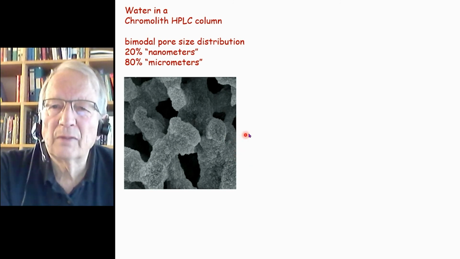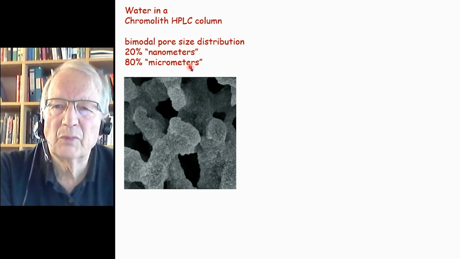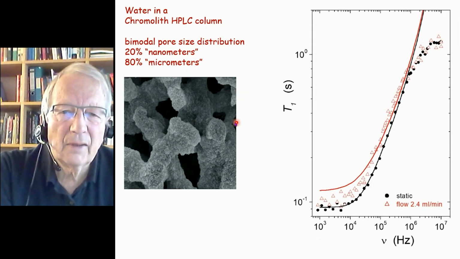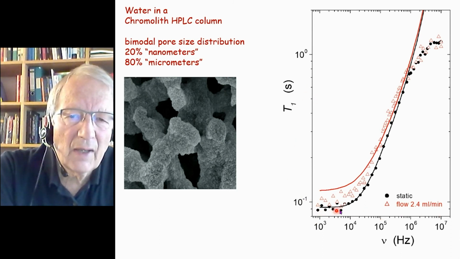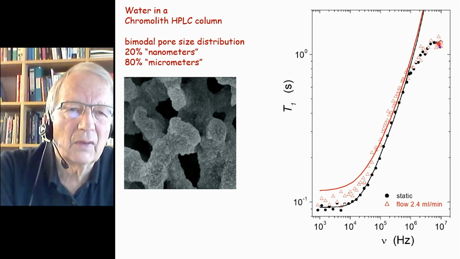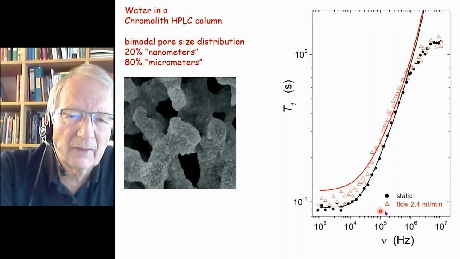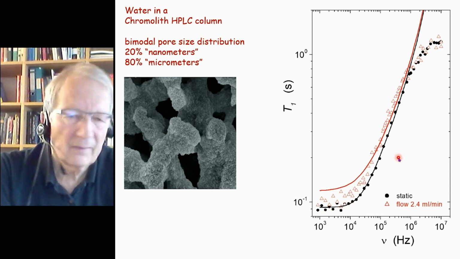And the experiment one can do is to use Kromasil. It's a material used in chromatography columns. It has a bimodal pore size distribution, in the nanometer and micrometer range. And the result is shown here: spin lattice relaxation time versus frequency. Here we have in black the data for the static case, no flow. And the red data points refer to flow, 2.4 milliliters per minute through that particular sample.